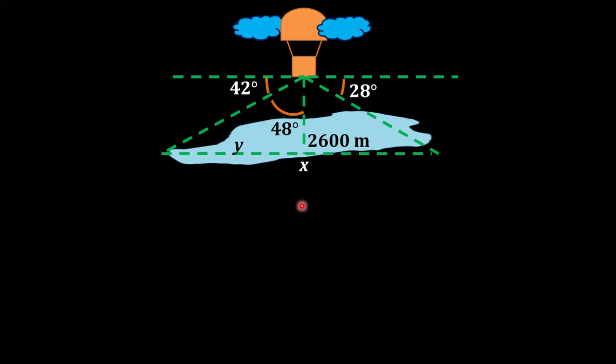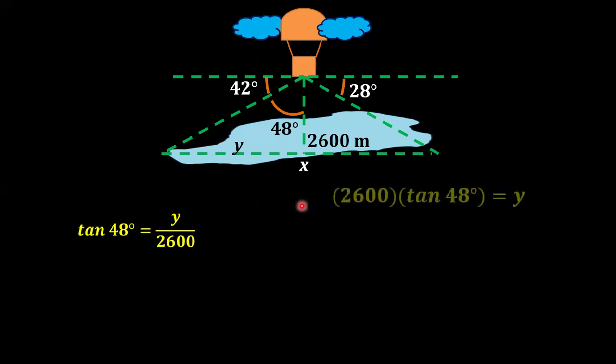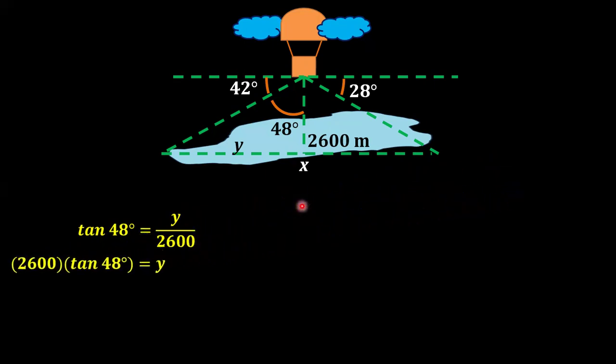So having opposite and adjacent, we are going to use the trigonometric ratio tangent. So let's input. We have tangent 48 degrees is equal to y, which is the opposite, over the adjacent 2,600. And letting y in one side, we need to multiply both sides by 2,600. So we have now 2,600 multiplied by tangent 48 degrees, which is equal to y. And that y is 2,887.59 meters. So, ito na yung length nitong side ng lake.